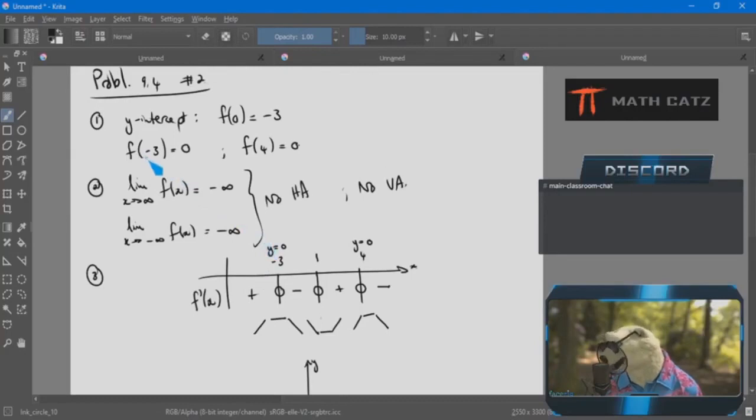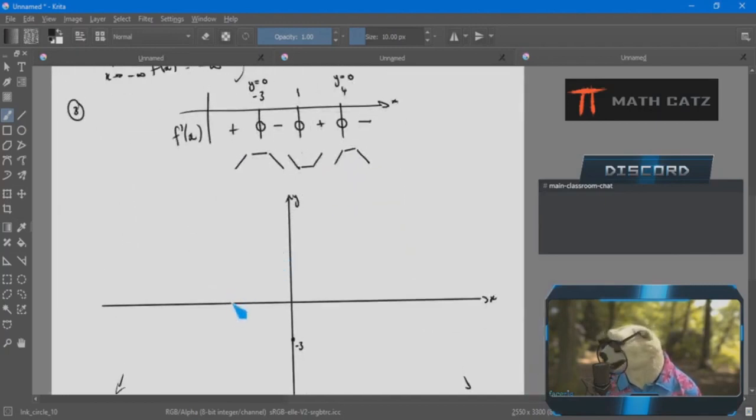I have x-intercepts at -3 and 4. That's not super important. Luckily, it lines up with where the critical points are: -3, 1, and 4. Okay, so let's give me some space here. Let's say -3 is over there. I know that's an x-intercept anyway. 1, maybe a little closer. And 4 maybe over there, and that's an x-intercept as well. I don't know what the y value is at x equal to 1.